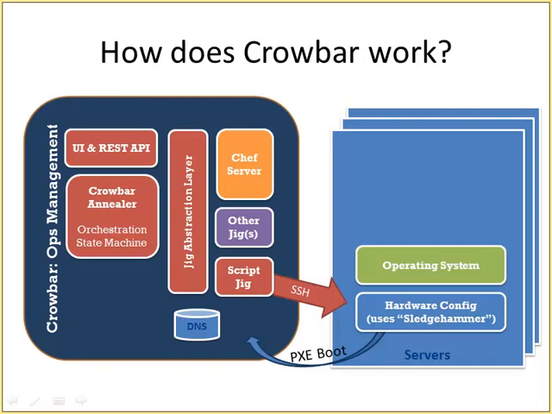So you're saying that the script jig SSHs into a node running Sledgehammer and installs Chef client there? Yep. Okay. And is the script jig also used to do the same thing to a node after it's initially allocated and has the OS installed on it? Yes. Cool. Thank you.